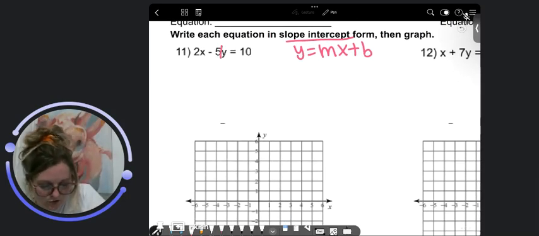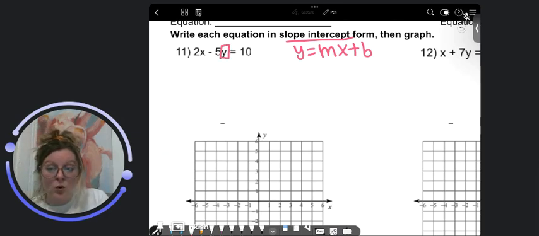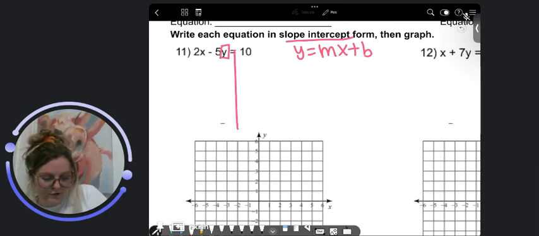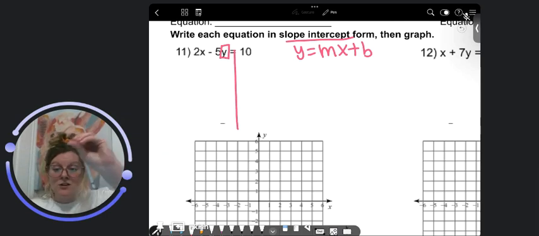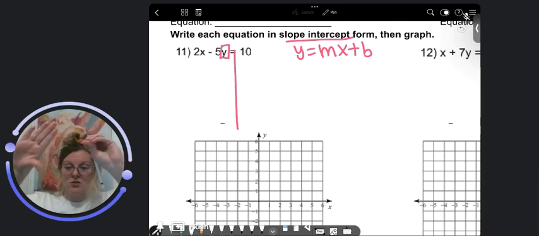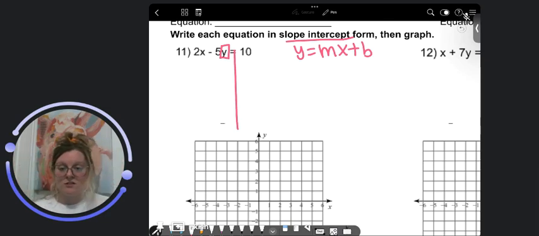So here's our tricks that we like to use. We put a box around y. We draw our line from our equal sign. Everything touching y cannot be moved until the other stuff is moved to the other side.